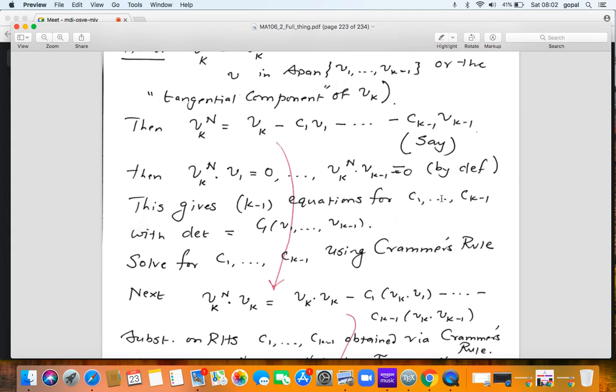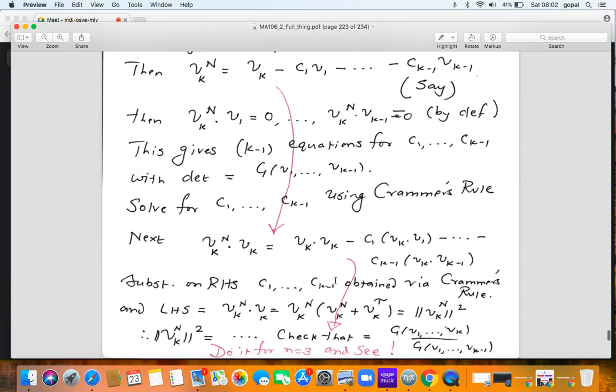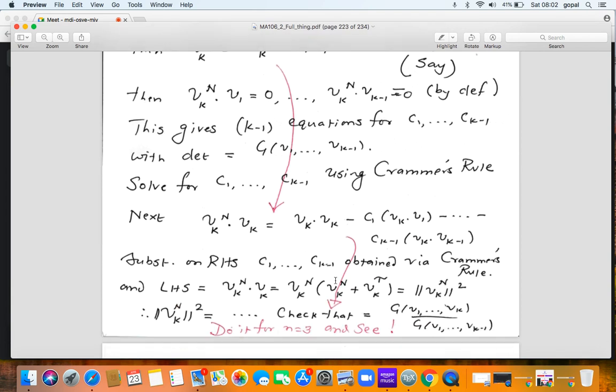When you solve them using Cramer's rule, each of these C1, C2, ..., Ck minus 1 is a ratio of two determinants. And the bottom one, the denominator, is going to be the Gramian of V1, V2, ..., Vk minus 1. So what you need to do is clear the denominators by multiplying out by the Gramian. The next thing to remember is that this Vk is going to be Vkn plus Vkt. This Vk can be written as the normal component plus the tangential component. Vkn dot Vkn gives you norm Vkn squared. Vkn dot the tangential component is 0.